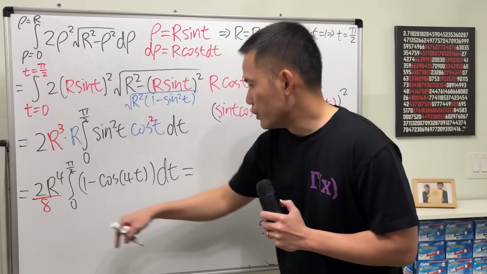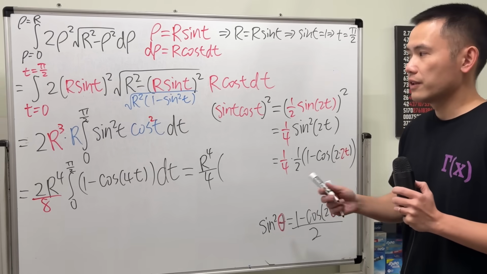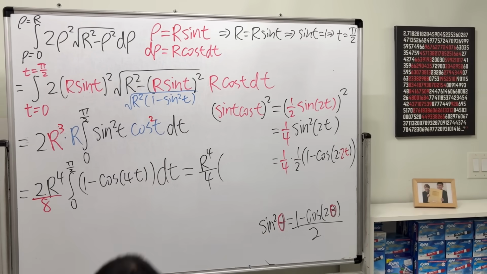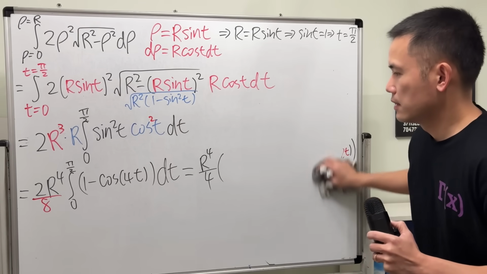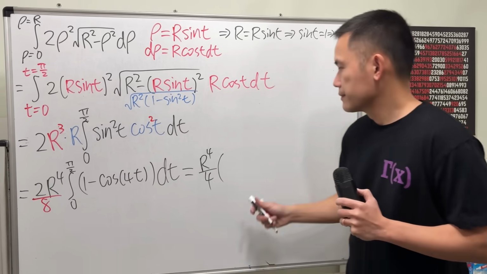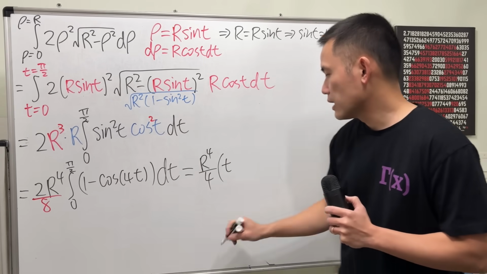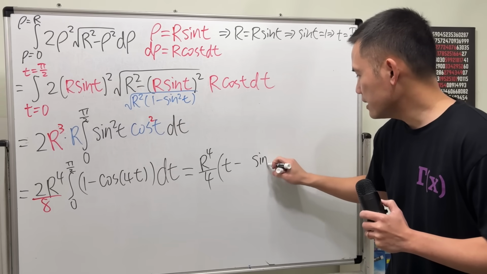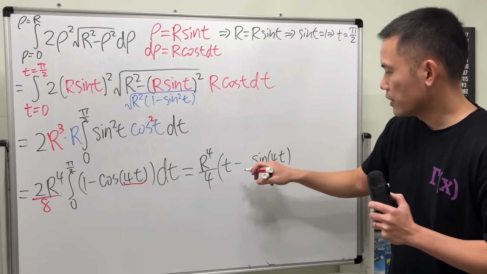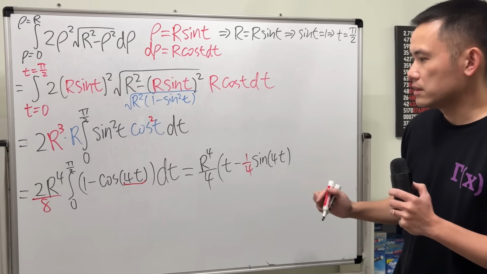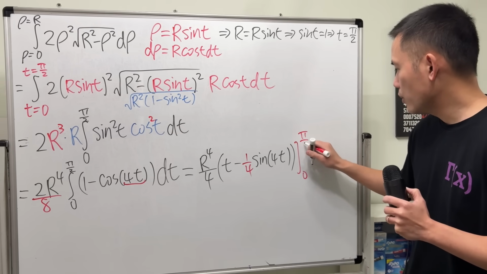Okay, reduce all that so we get r to the 4th power over 4, and then put on parentheses for the result of integration. So integrating 1 in the t world, we get t. Integrating negative cosine, we still get negative, but sine 4t stays. But remember, we have to divide it by the derivative of that, which is just a constant. So we can do this because it's just a constant. And that's pretty much it. And then we go from 0 to pi over 2.